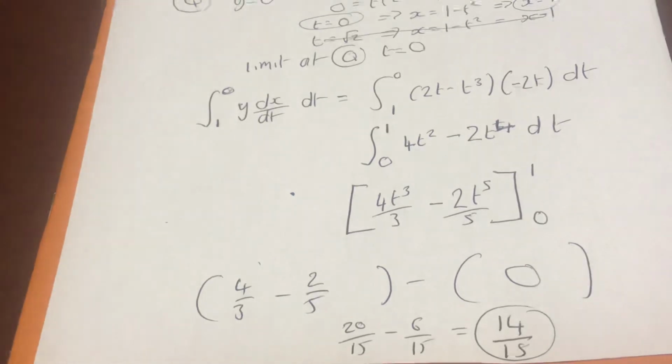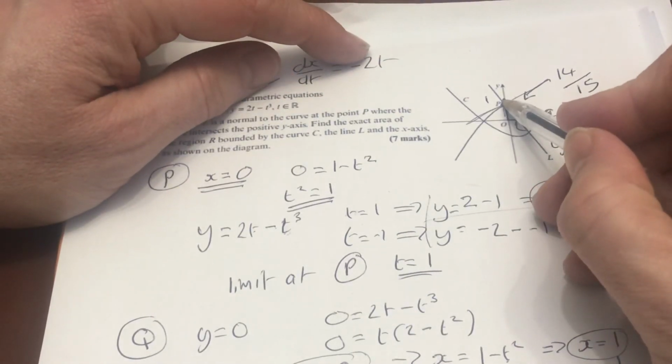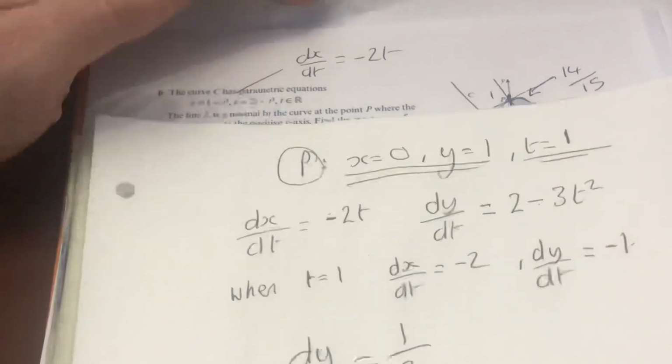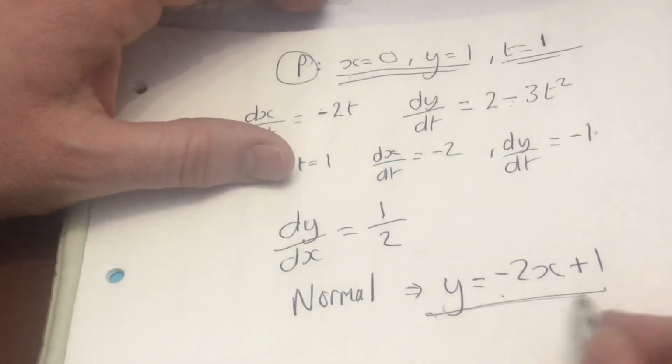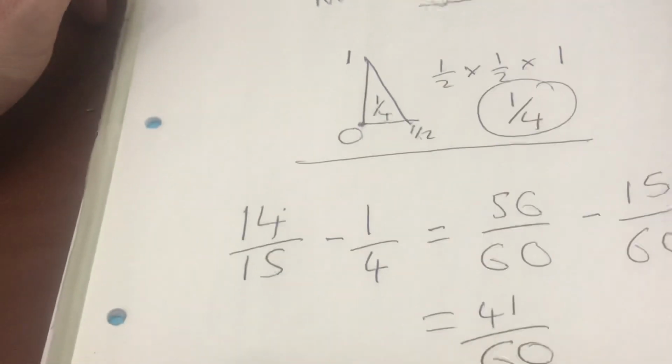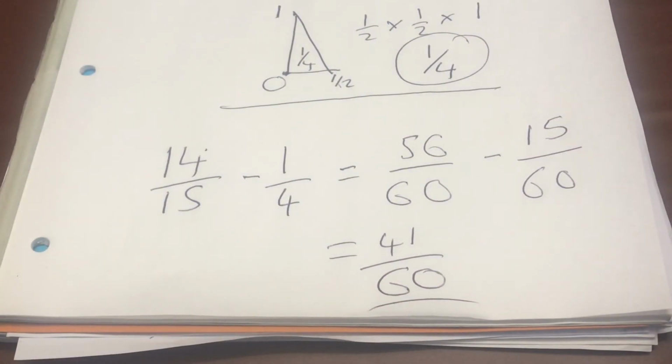We then worked out the normal. That line there is the normal from P. And at P, we knew x was 0, y was 1, t was 1. And we got the equation of the normal, which allowed us to work out the area of the triangle. And then we took it away. There is a lot going on in that question. A hell of a lot going on. Hopefully you understand it now, and go back and ask any questions you wish. Thank you very much.